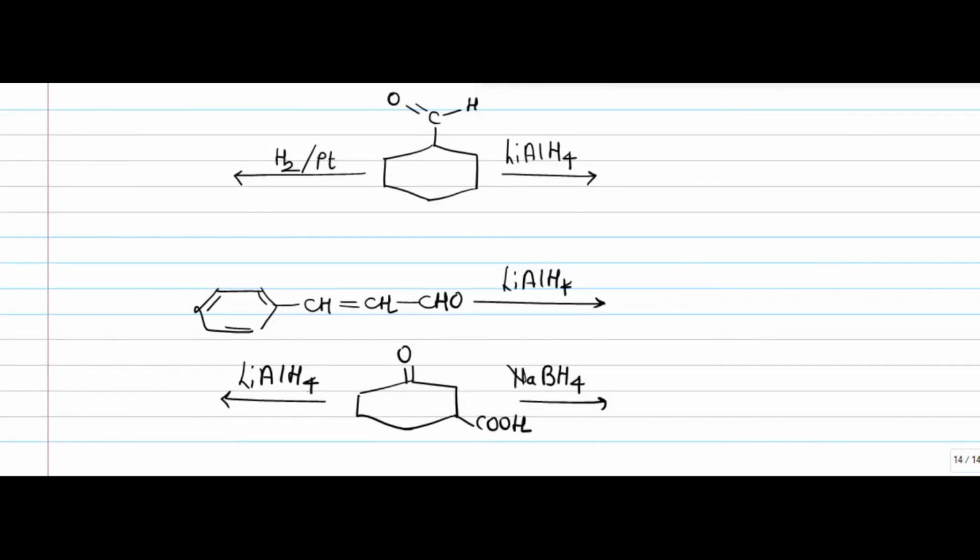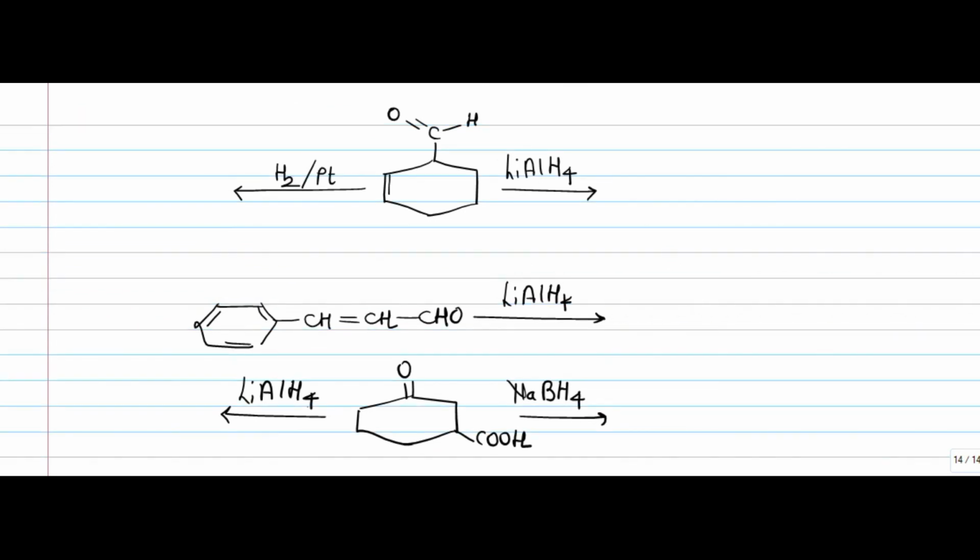Okay, let us take up some very specific examples and try to understand the reducing power of different reducing agents. For example, in the first case here, there is an aldehyde group, and it can be easily reduced by both catalytic hydrogenation as well as lithium aluminum hydride. But there is a pi bond here, and a carbon-carbon double bond is not affected by lithium aluminum hydride. So the product with lithium aluminum hydride would be reduction only at the aldehydic group, and this would be the product.